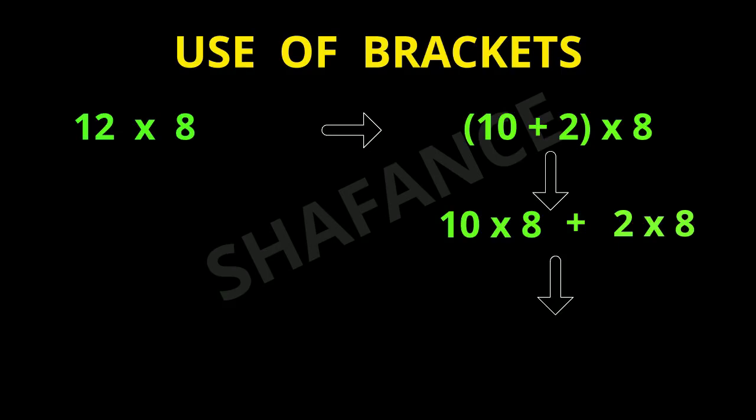So what we get is 80 plus 16. There was a plus sign inside the bracket, so we have put the plus sign between these two terms, 10 into 8 and 2 into 8. Because we are multiplying, we multiply the digit 8 separately with each of the digits inside the bracket. So the answer we get is 96.